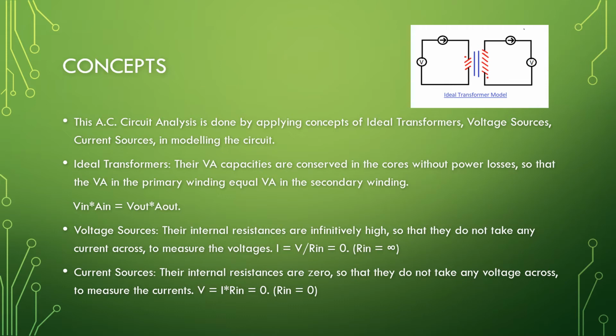Voltage sources. Their internal resistance is infinitely high, so that they do not take any current across. To measure the voltages, I equals V over R in equals 0, or R in equals infinity. Current sources. Their internal resistance is 0, so that they do not take any voltage across. To measure the current, V equals I times R in equals 0, R in equals 0.